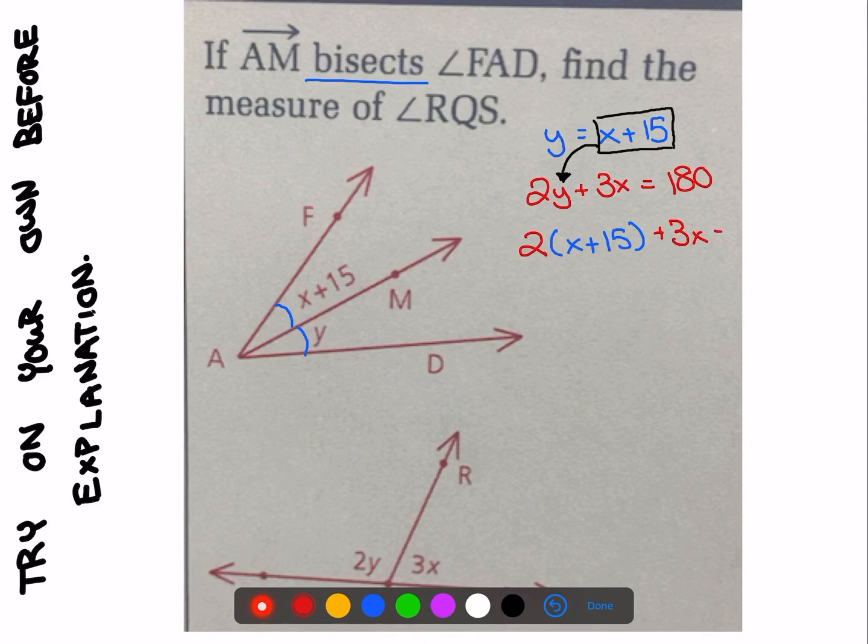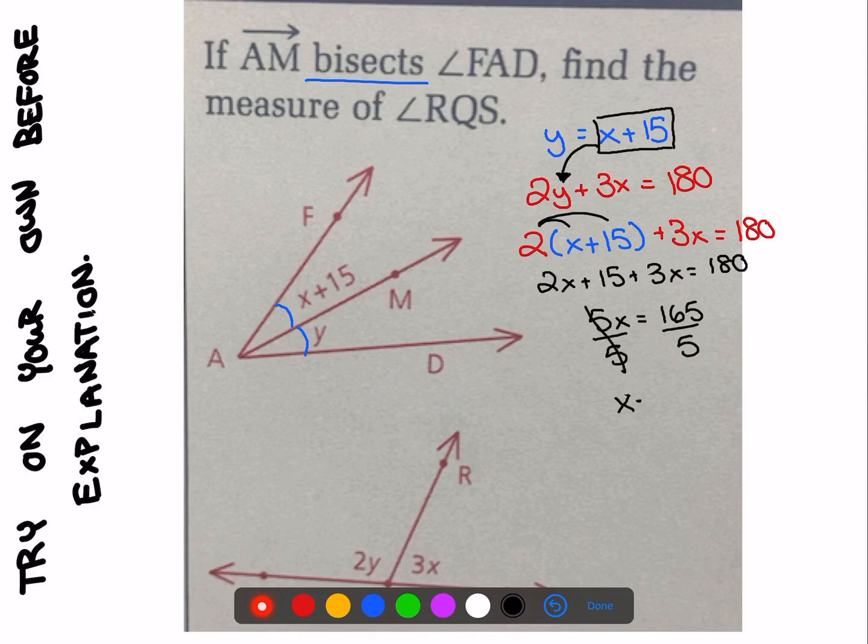Now from here, I only have x's. There's no more y's by substitution. So I can go ahead and just solve for x. So I now have 2x plus 15 plus 3x equals 180. So that gives me 5x equals 165. And then if I divide both sides by 5, we end up with x is equal to, let's see, that'll give me 33. So x is equal to 33.